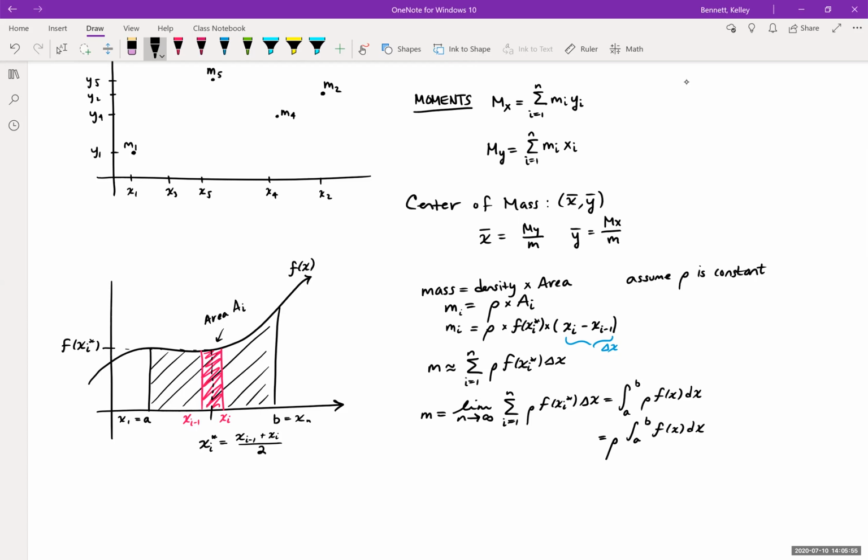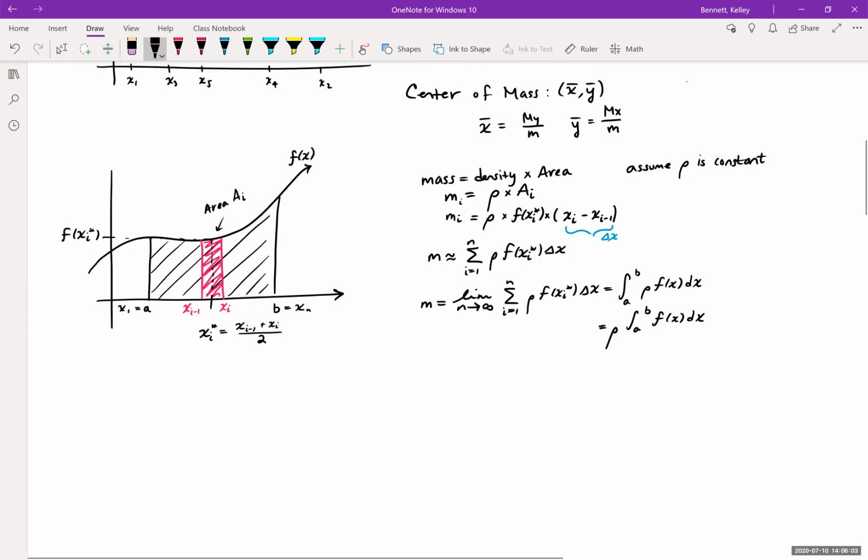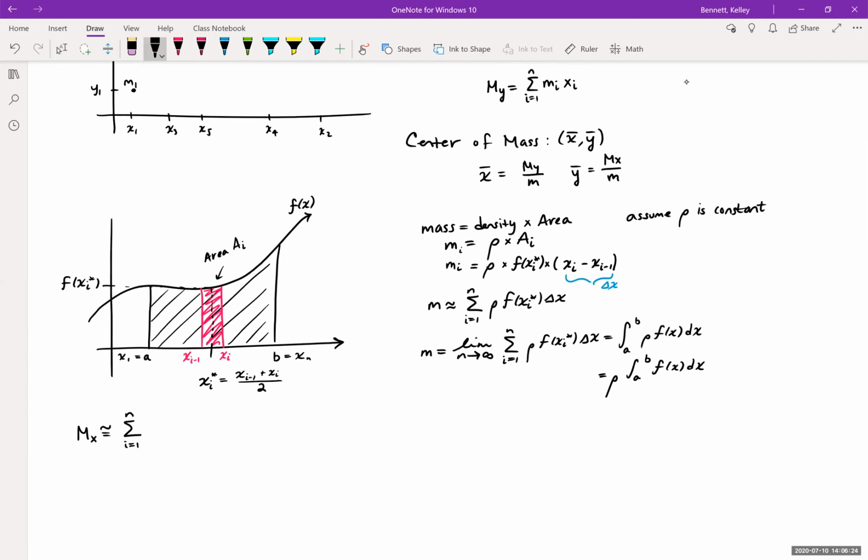And we know earlier that centers of mass are a ratio of moments and total mass. So we have total mass. Next, we need to conquer our moments for this region here that's not discrete. So we're going to go ahead and move on to m sub x. So before we saw that this was the sum. This will be an approximation because the partition isn't infinitely fine. So we saw before that this is just the sum from 1 to n of m_i times y_i.